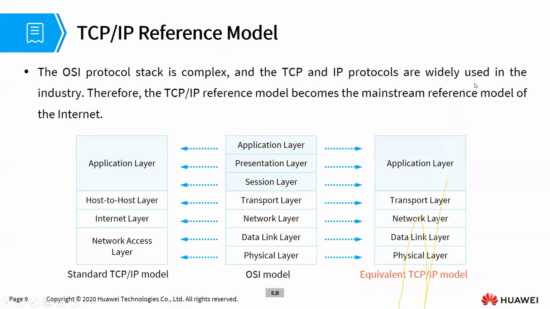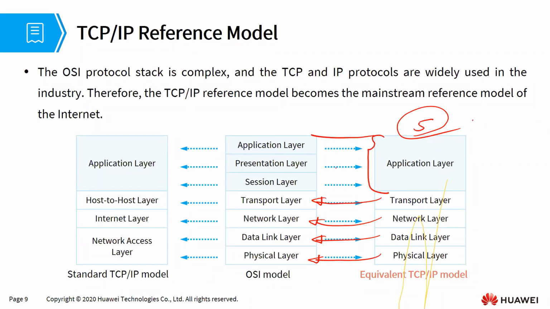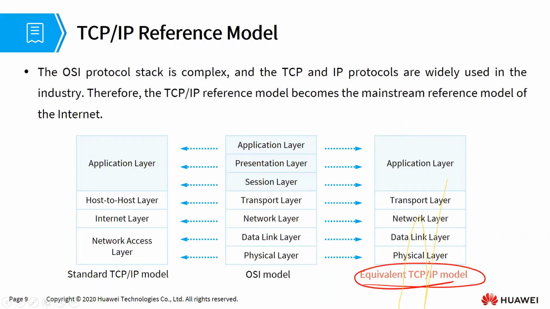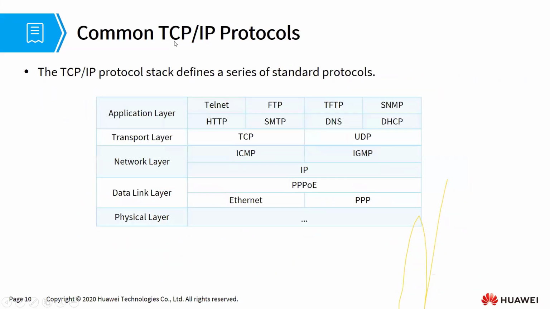With the equivalent TCP/IP model, we have 5 layers. We have layer 1 mapping directly to OSI layer 1, layer 2 mapping directly to OSI layer 2, layer 3 mapping directly to OSI layer 3, layer 4 mapping directly to OSI layer 4, and layer 5 mapping to the top 3 OSI layers. So ladies and gentlemen, from now on, when I talk about the TCP/IP reference model, I'm talking about the equivalent TCP/IP model. Let us start by talking about the common protocols of the TCP/IP model.